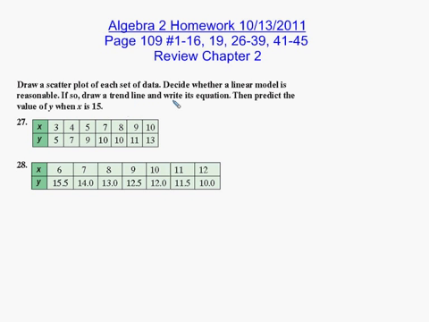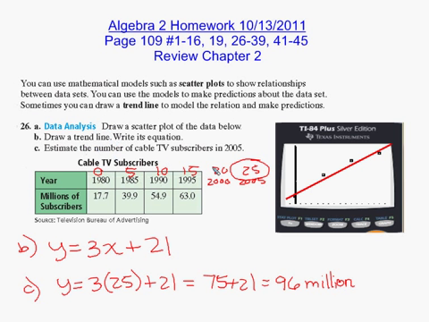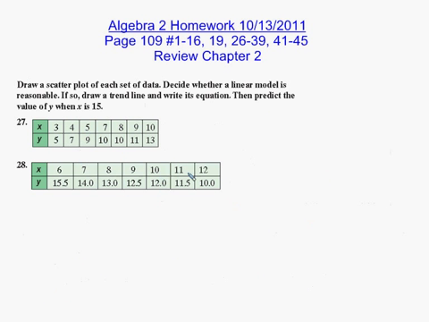Draw a scatter plot for each set of data and decide whether a linear model is reasonable, and if so, draw a trend line and write its equation. Then predict the value of y when x equals 50. Okay, basically this is exactly the same thing. You're going to go in and enter the data on your graphing calculator. You're going to find the equation of the best fit line using linear regression. And then you're just going to plug the x value in your equation to find the y, and that's all you got to do on that. So I'm not going to run through any more of those because it's basically the same thing.